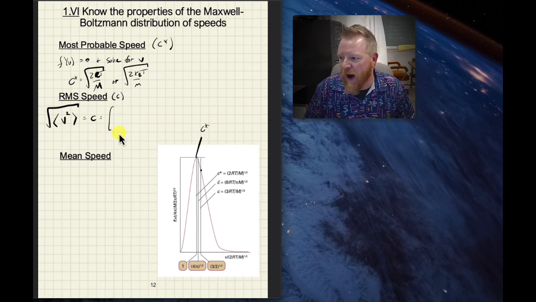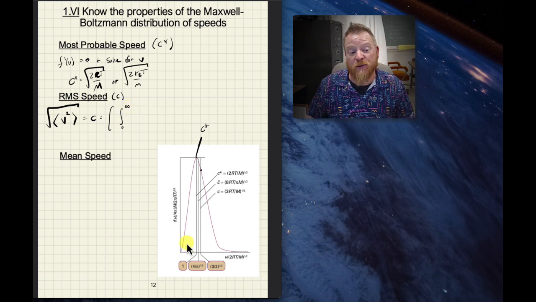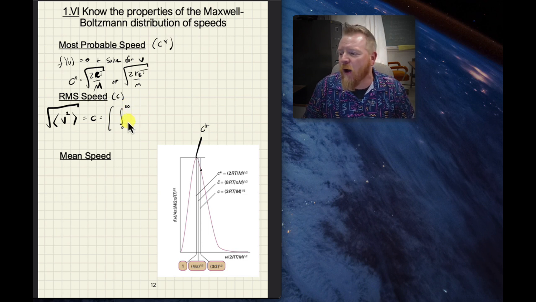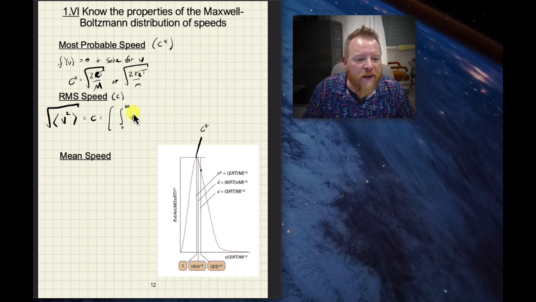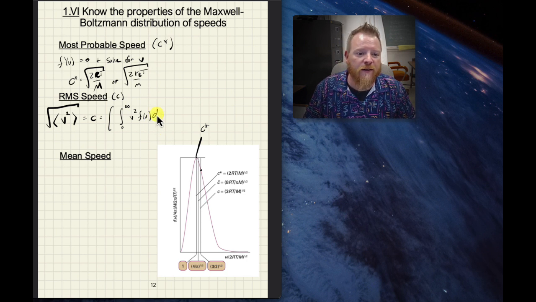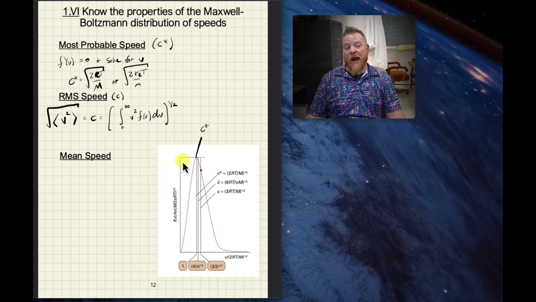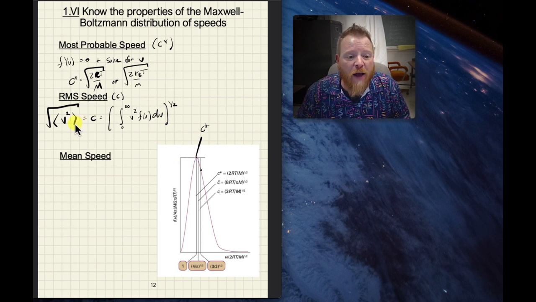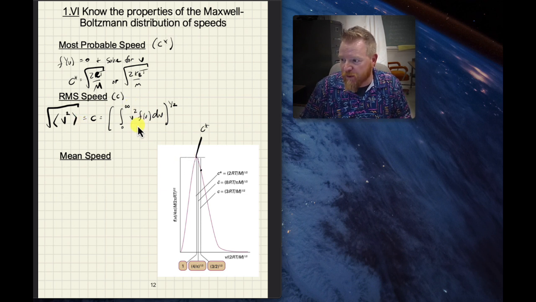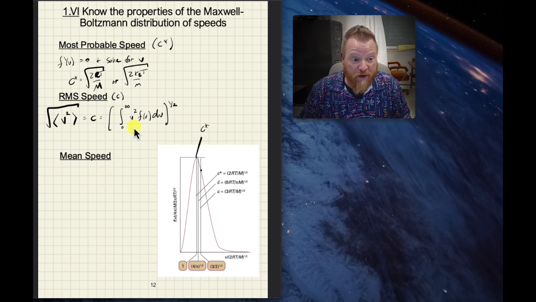I'm going to get a big bracket. We're going to integrate, and technically we can just integrate this from 0 to infinity because we don't have any negative velocities. And now the calculation that we perform is v squared times f of v times dv, and all to the 1/2 power. So calculating the mean of an integral is done in a very similar way.